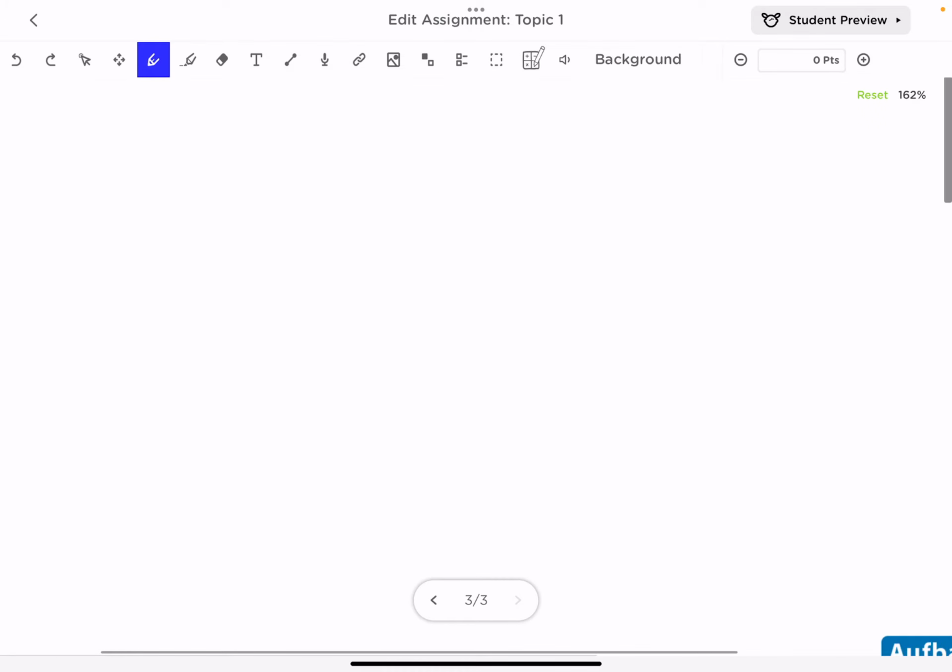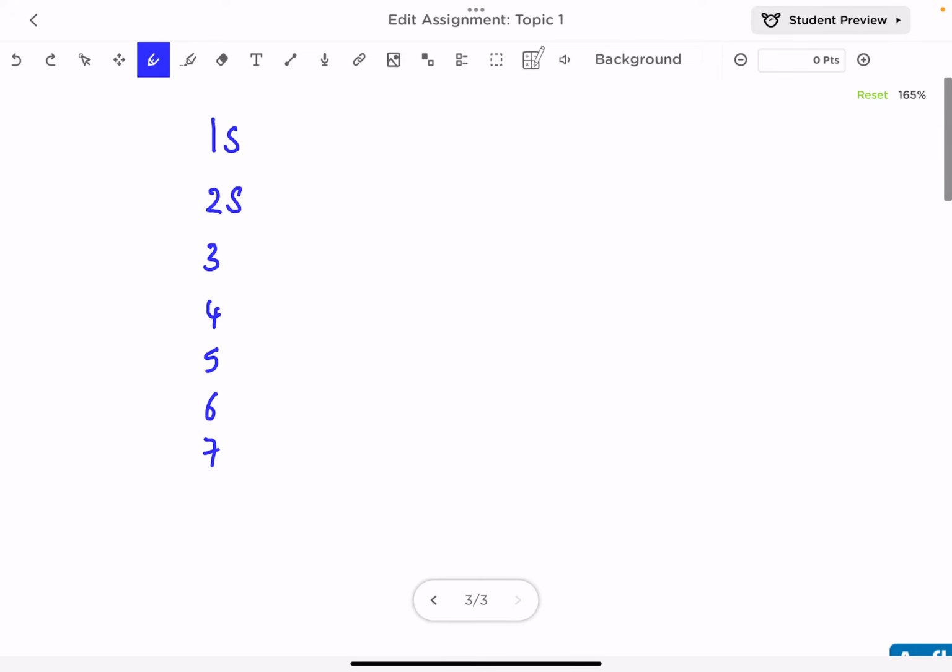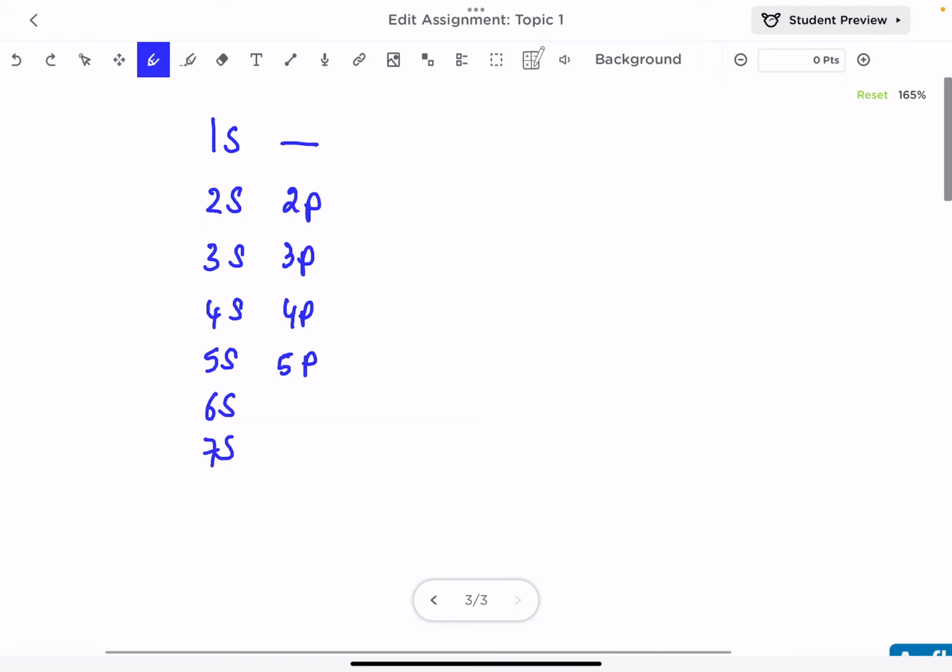If you are doing this in an exam, just start writing 1 to 7, 5, 6, 7, all the way, write S on it. And then skip the first line and start from the second and write P all the way down to 7P. Now note that you need to be very organized and neat in your writing.